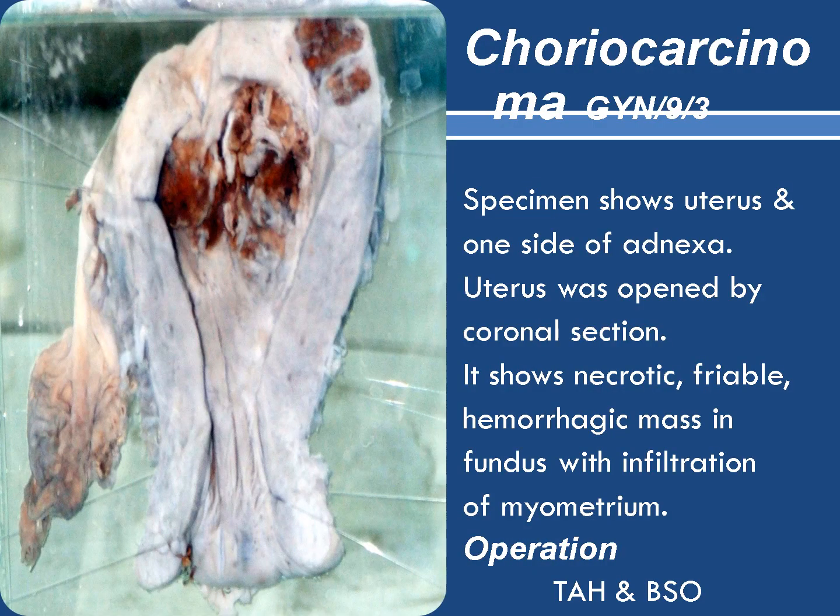This is another case of choriocarcinoma. Specimen removed by total hysterectomy and bilateral salpingo-oophorectomy. The uterus is opened by coronal section, showing necrotic friable hemorrhagic mass in the fundus with infiltration of the myometrium. This is a full screen picture of the previous jar.